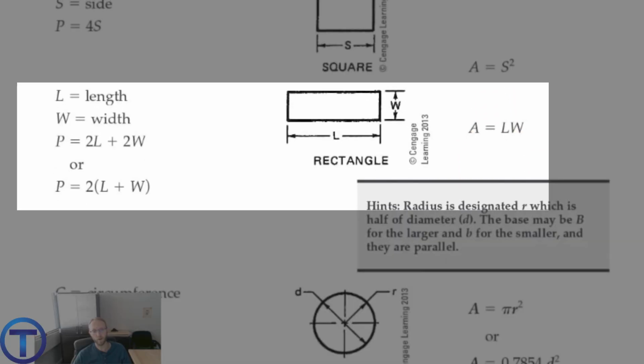Let's move on to a rectangle. A rectangle has 2 sides that are the same, we'll call them length, and 2 sides that are a different length, we'll call them width. To get the perimeter of a rectangle, we're going to add both of the length sides together, as well as both of the width sides together. Another way to write that is P equals 2 times the length plus 2 times the width. Or we can put it in parentheses: P equals 2 times, in parentheses, length plus width. To get the area of a rectangle, we're going to simply multiply length times the width.